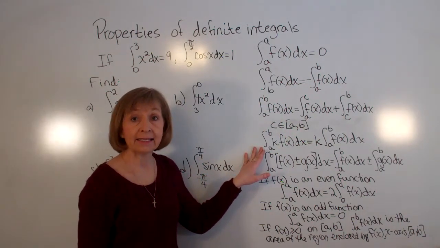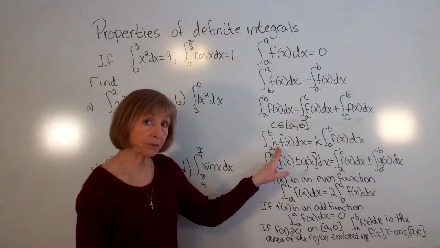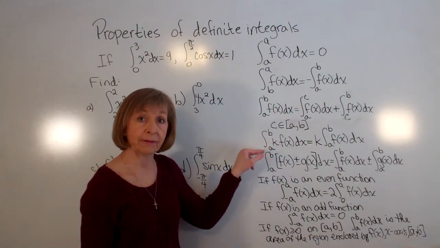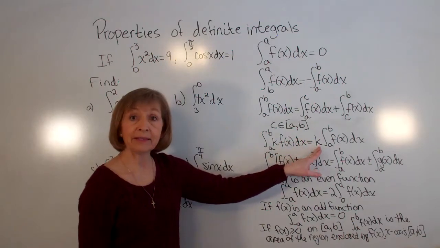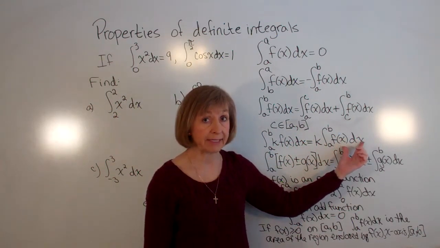The next one is telling us that if I have a constant factor, a constant multiple to my function in the integrand of my definite integral, I can bring the constant factor out and multiply it to the answer I get for my definite integral.